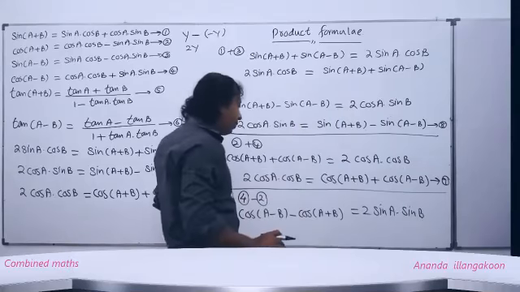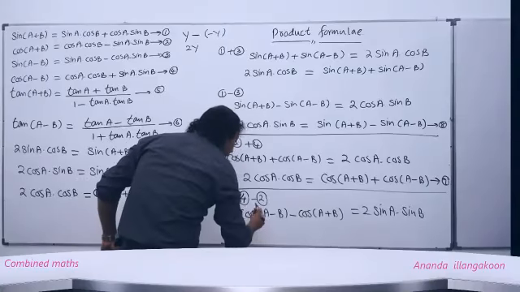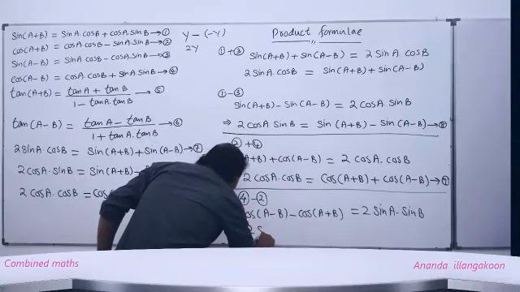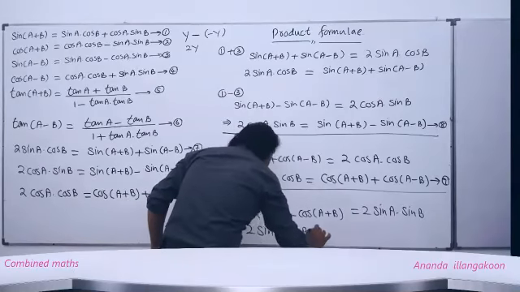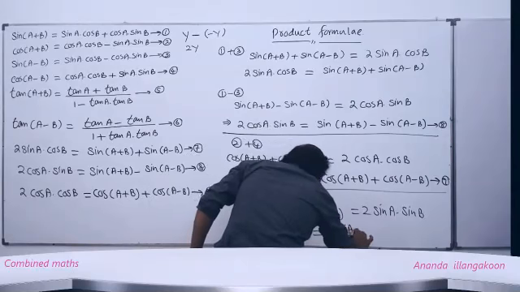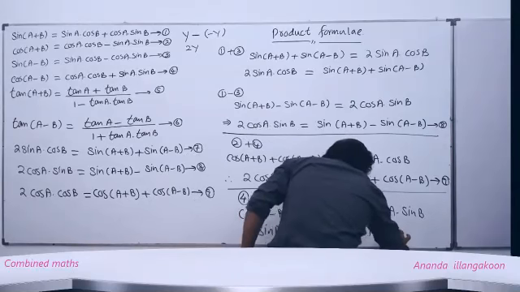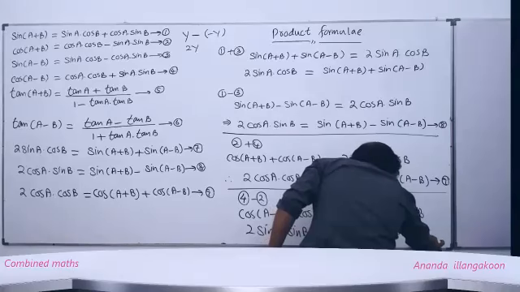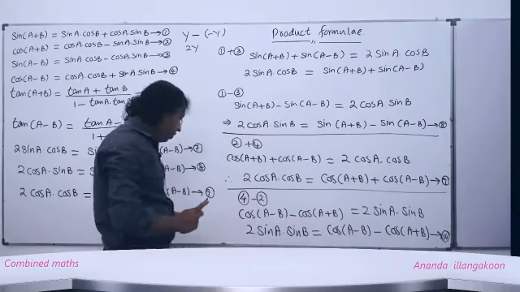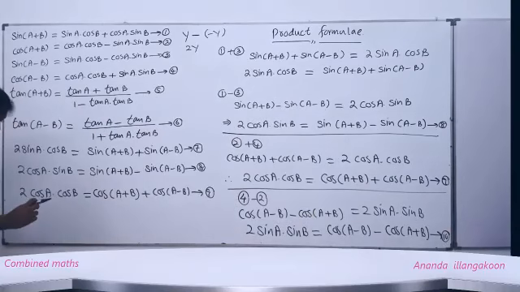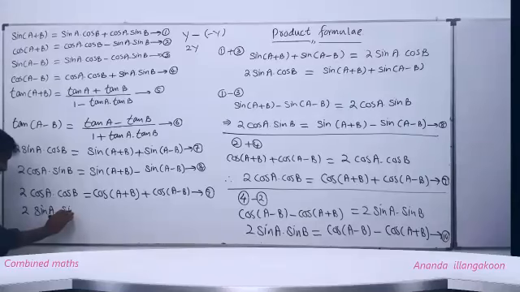And then how to write this now, people? 2 sin A sin B, we write on the left hand side. 2 sin A into sin B is equal to cos A minus B minus cos A plus B. This is number 10. This is the 2 sin A sin B formula: cos A minus B minus cos A plus B.